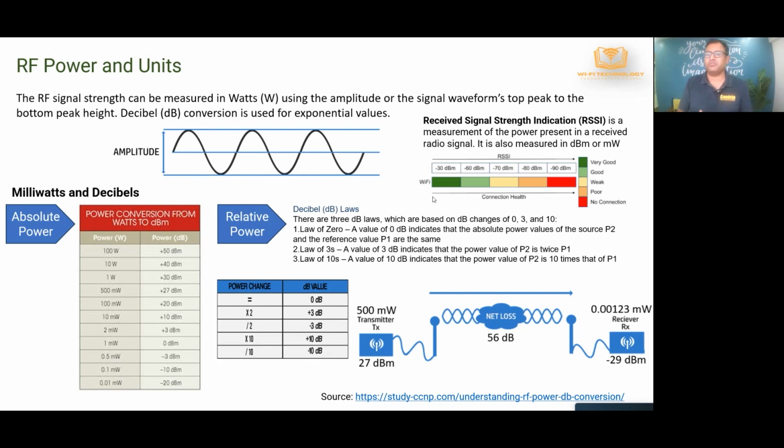So if you're seeing around minus 30, minus 40 dBm, then that is considered a very good signal, right? And if you go down, this is a negative number, so minus 60 is an okay signal, and then if you go all the way to minus 70, minus 80, minus 90 dBm, then the signal quality is decreasing a lot.